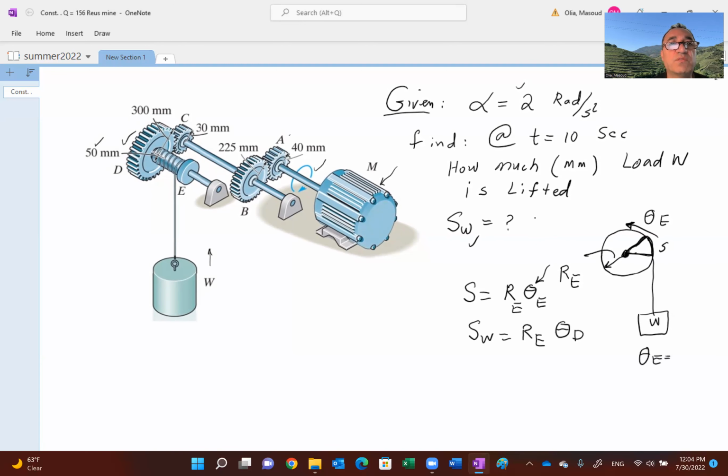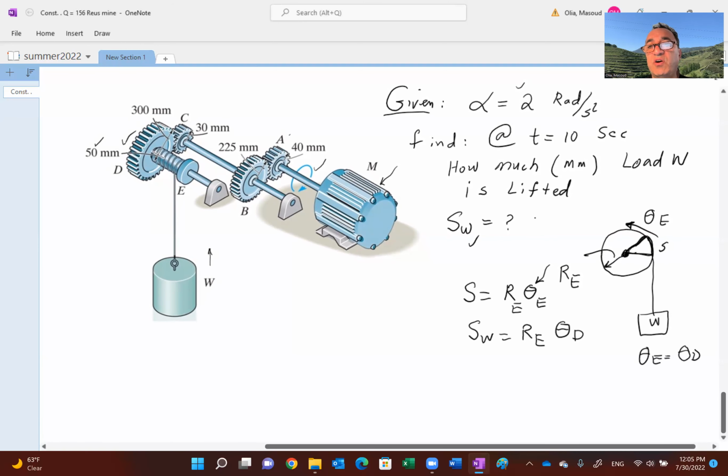The shaft E is connected to the center of gear D. So if I could figure out how much this gear D is going to rotate in 10 seconds, then I can easily find how much this load is lifted. So how am I going to do that? This is where the gear ratios come in. Let me start by figuring out how many radians this guy will rotate in 10 seconds.